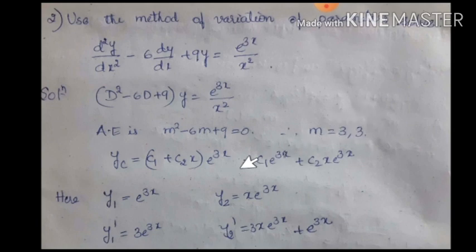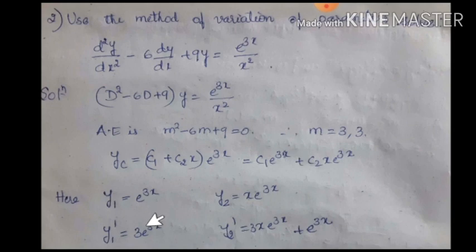How to write the complementary function? (C1 + C2 x) e to the power of 3x. Open the bracket: C1 e to the power of 3x plus C2 x e to the power of 3x. So this is y1, this is y2. To find the Wronskian, I need to find y1 dash, the differentiation of e to the power of ax.